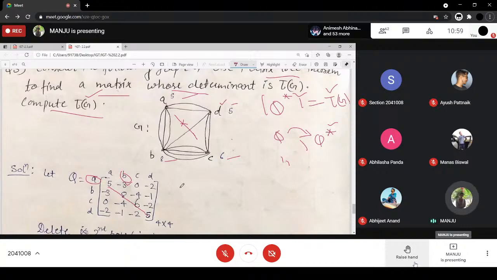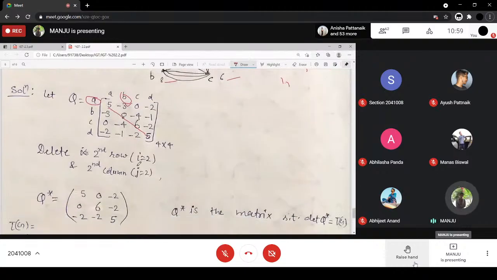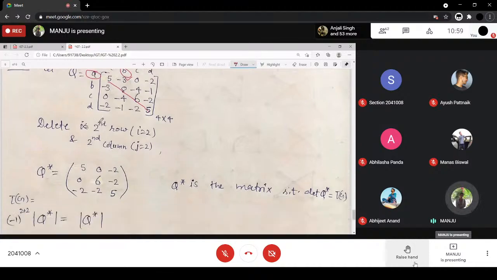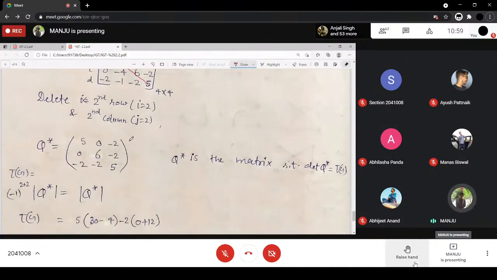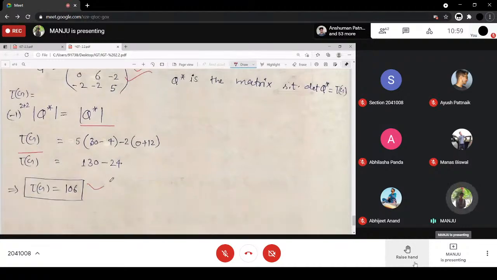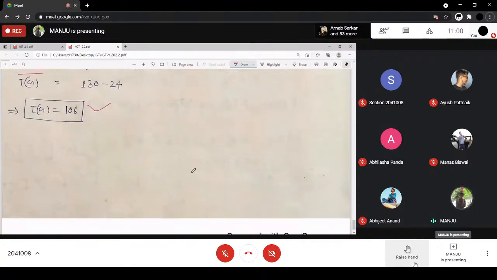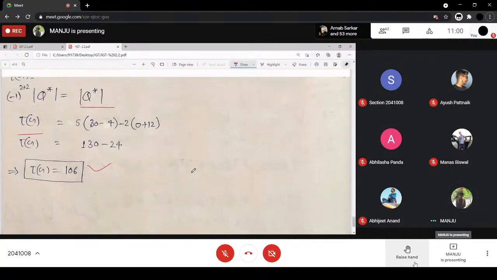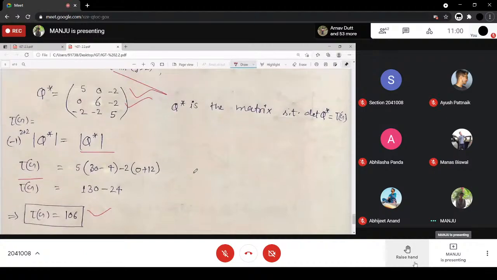Similarly you can find the rest, and then delete first row first column or second row second column, whichever, such that i plus j is even. So Q star will be that matrix. Clear? The determinant of this matrix will give you tau G. Finally you are getting 106. So the total number of spanning trees is 106. Clear? Yes, that is the determinant of this matrix.